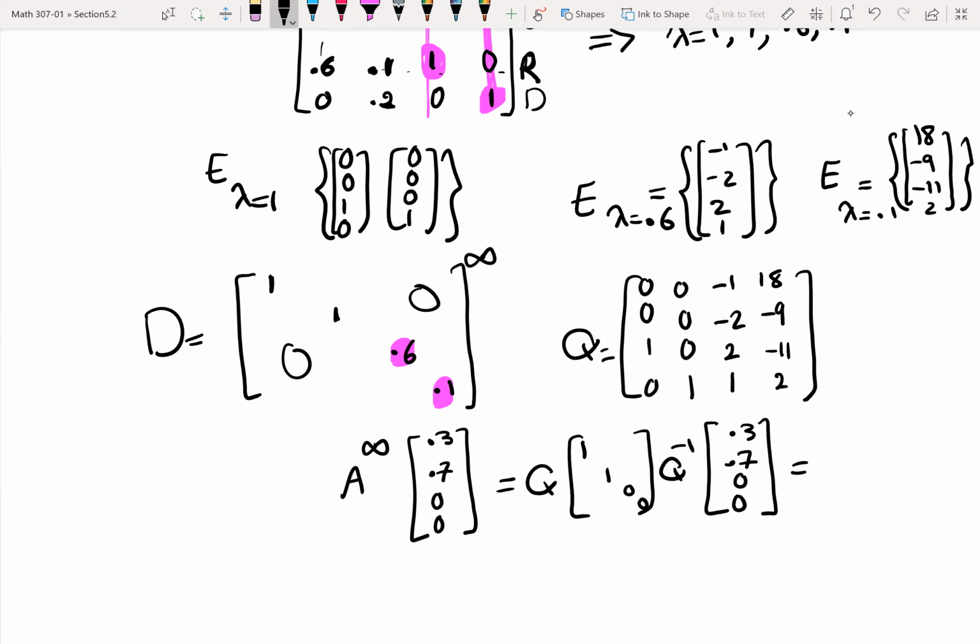Is that fine? So from here to here is when you write A to the infinity, which means Q, D to the infinity, then Q inverse, right? And then you multiply by that vector. The numbers that I got are in the solution, I will post it for you. The numbers that I got are like this after multiplication.